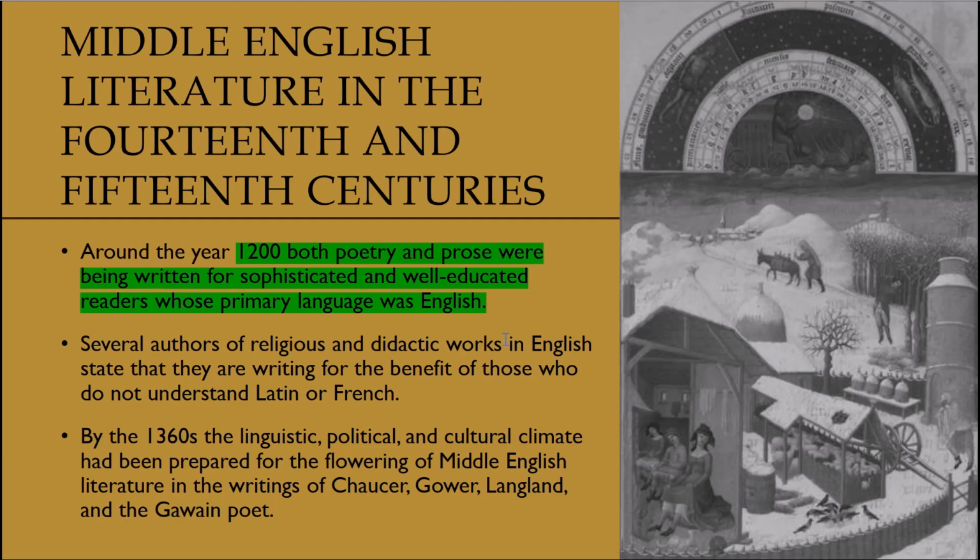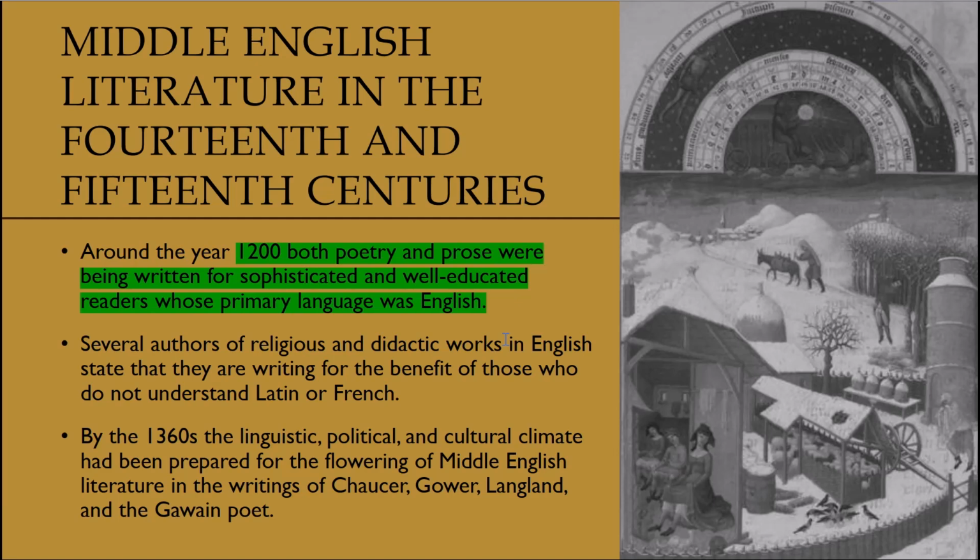Now, several authors of religious and didactic works in English stated that they began to write in English simply for the benefit of those who do not understand Latin or French. So that was the other impetus for some of these writers to begin writing in English. They were saying that there are large groups of people who cannot understand Latin or French, and if we don't produce our works of literature in English, they will have difficulty keeping up. And so one of the other reasons why people began writing in English was to give the people the opportunity to read something in their own native languages.